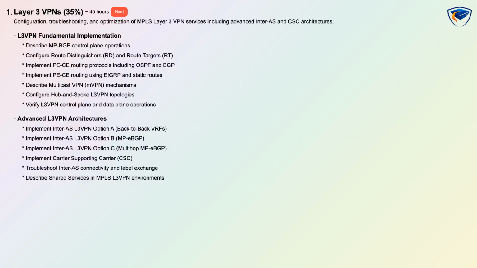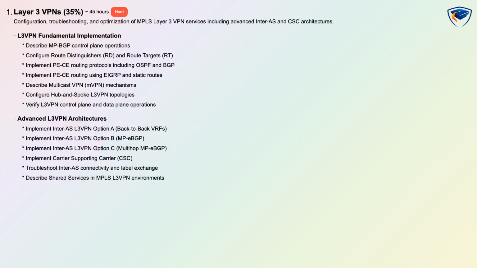Layer 3 VPNs account for 35% of the exam and are marked hard with an estimated 45 hours of learning and hands-on plus conceptual assessment. You will learn MP/BGP control plane fundamentals and how to configure route distinguishers and route targets, plus PE-CE routing using OSPF, BGP, EIGRP and static routes.